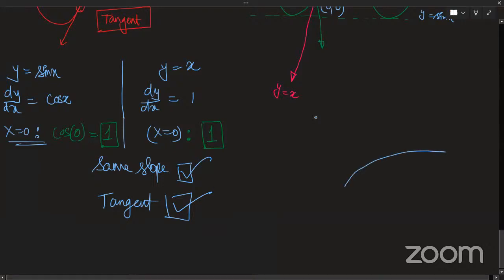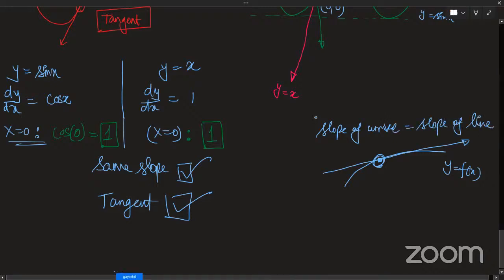I have a curve like this, that is y is equal to f of x. I have a line that is passing through this and intersecting it at this point. The slope of the curve is equal to the slope of the line.